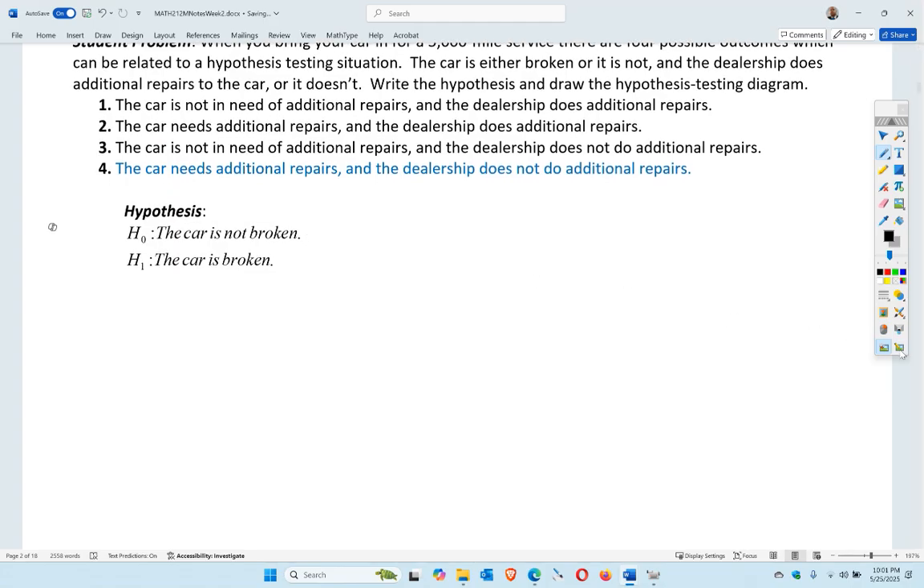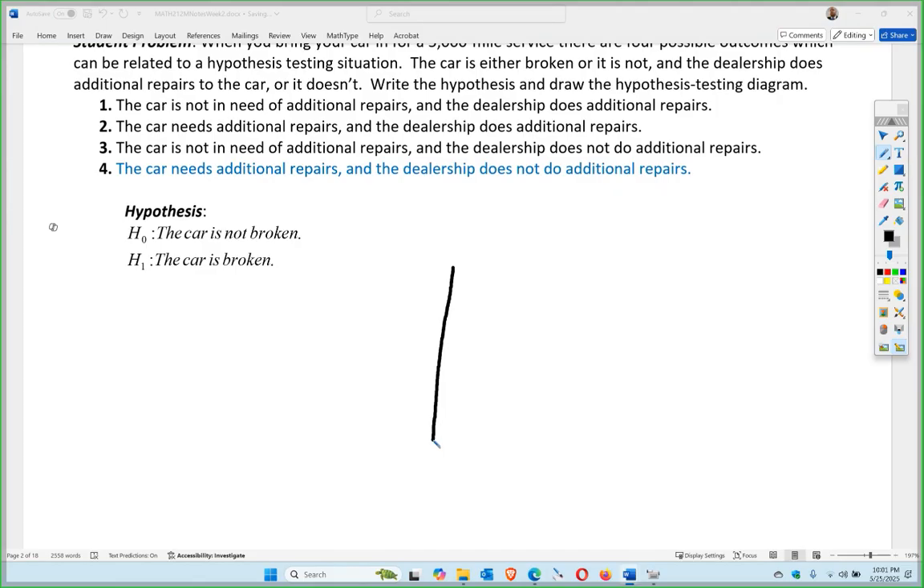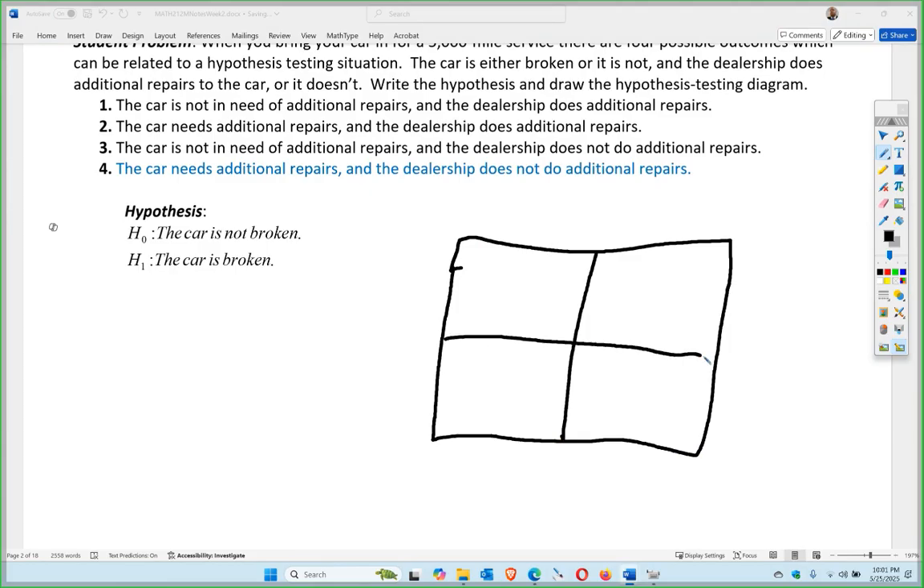So we do a little box here. We'll make the little box. Don't mind the terrible art skills. So 1, 2, 3, 4. All right, so this is a type 1 error. Oh, I don't know why I put that. Let's put an actual 1 here.